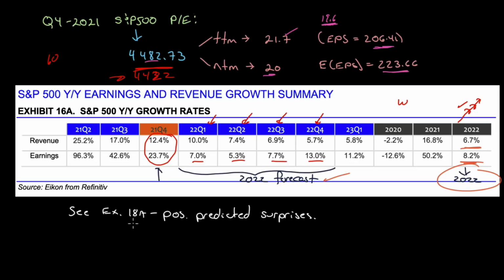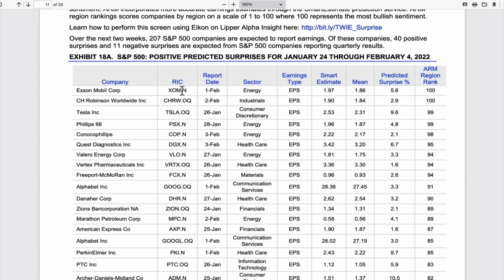Let's go look at Exhibit 18A. These are positive predicted surprises for the earnings that are coming up over the next week. Okay, 18A, positive predicted surprises for January 24th through to February 4th. So it is more than just the next week. I think that February 4th goes to the following Wednesday. It shouldn't surprise you that energy is dominating. Exxon, Phillips, ConocoPhillips, Valero, and materials here, Freeport-McMoRan.